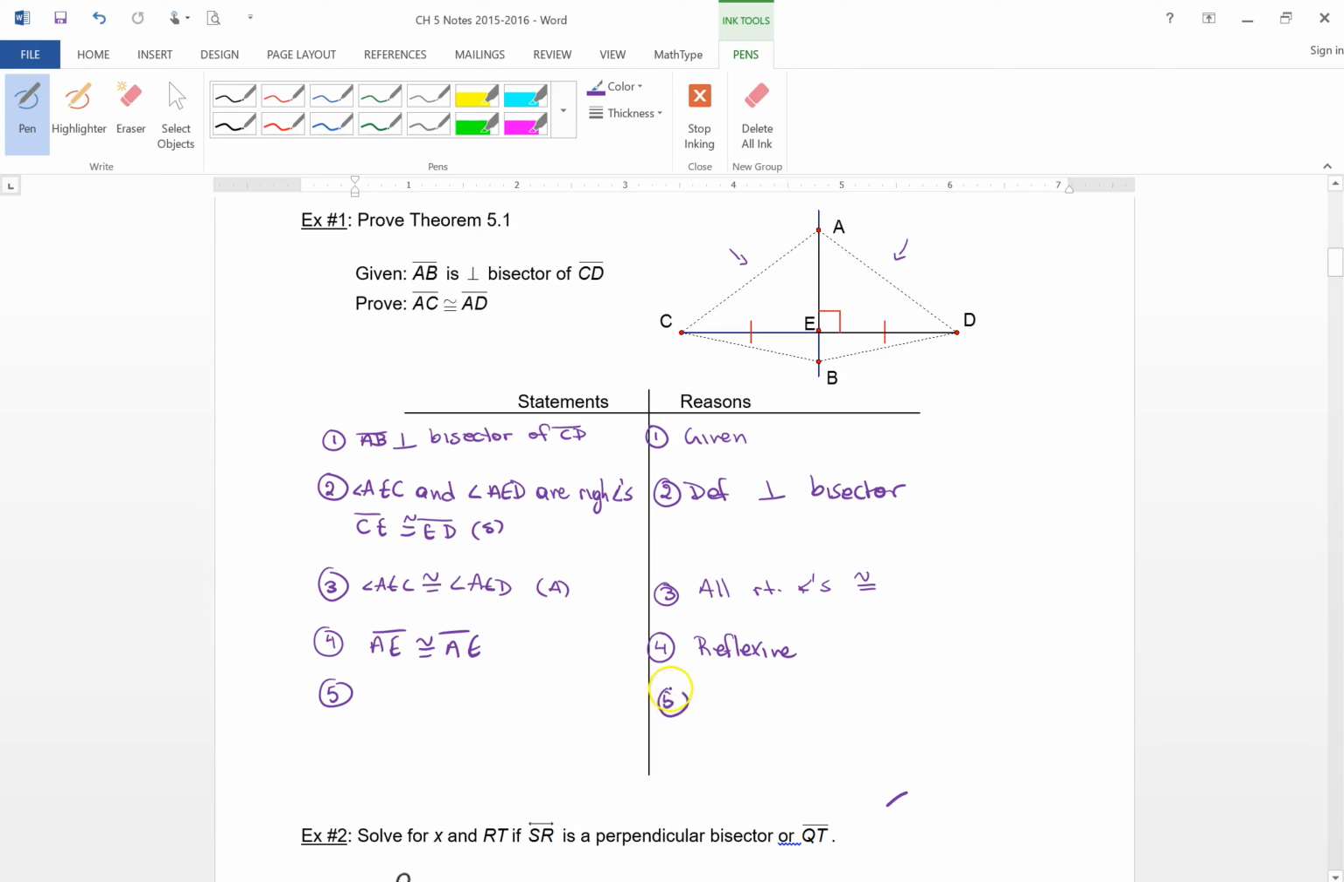Now, if I say triangle ACE, what would that be congruent to? ADE. And this is SAS congruence. Finally, I can say AC is congruent to AD because of CPCTC.